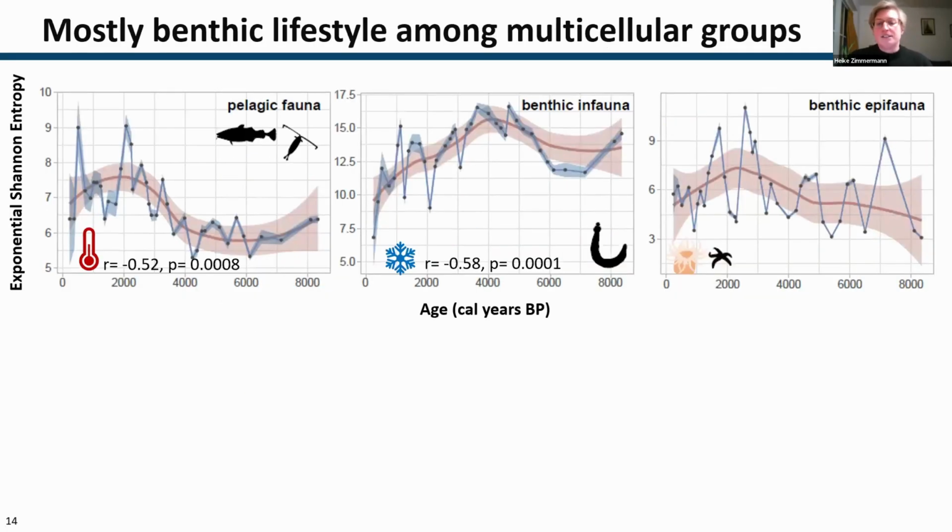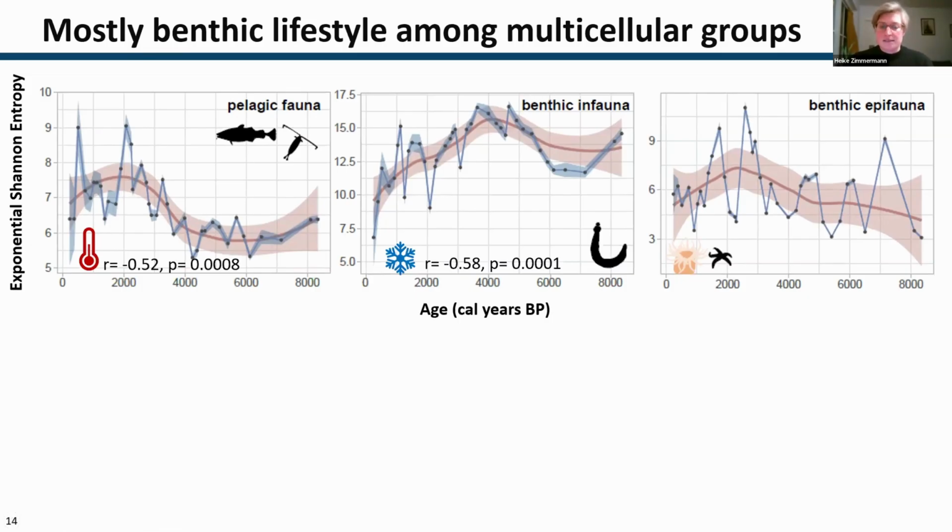For multicellular groups, I disentangled the taxa into groups by habitat. So we have the pelagic fauna and we have the benthic infauna, so the species that bury themselves into the sediment, and also the benthic epifauna that lives on top of the sediments. And again, we see, for example, for pelagic fauna that there's a shift in diversity at this mid to late Holocene boundary. And here again, there's a negative correlation with temperature.